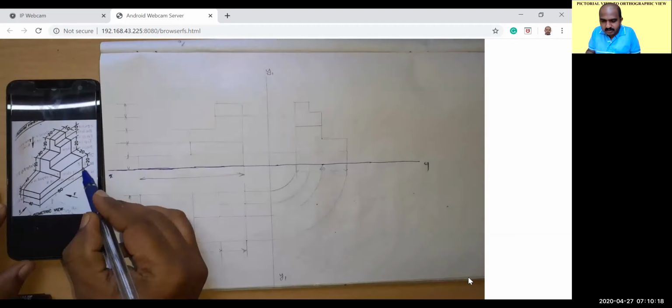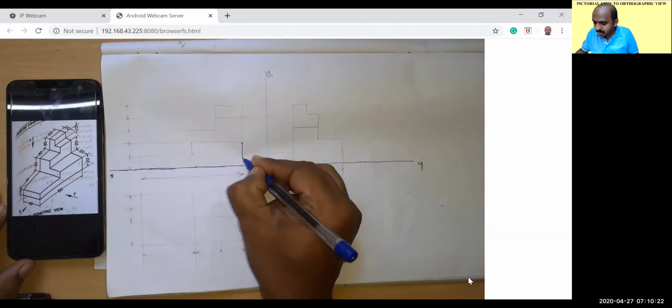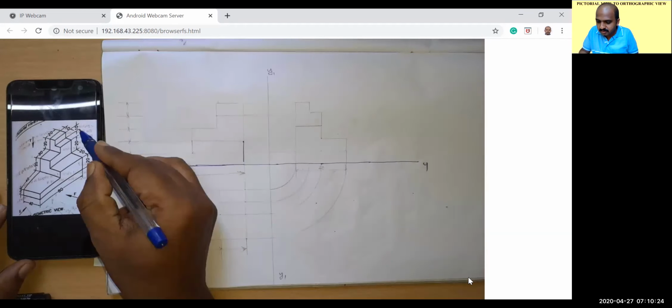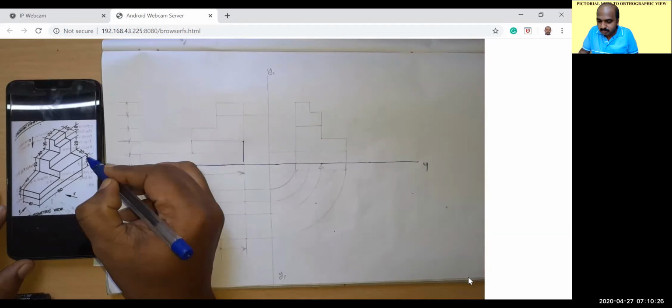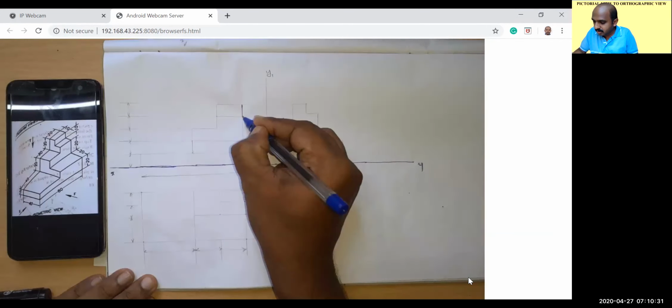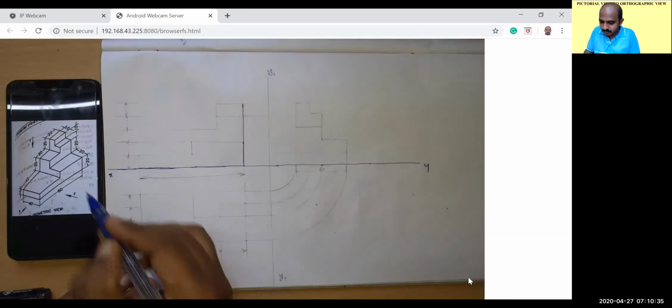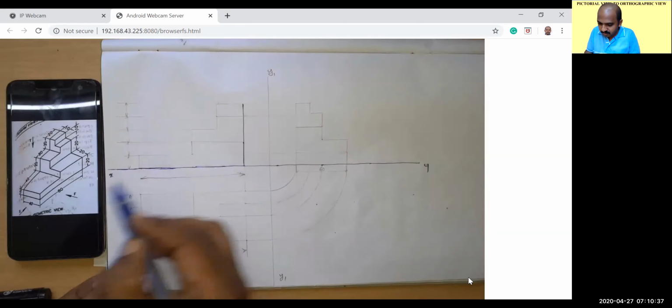Then what is this height? This is equal to 20. Or you can see the total height. What is the total height? This 20 plus 10, so total 50. So here you can draw a 50 mm line.